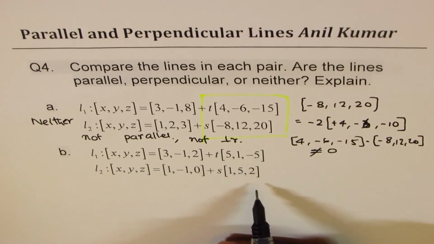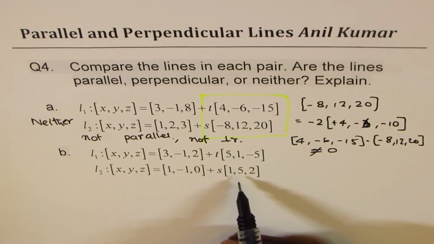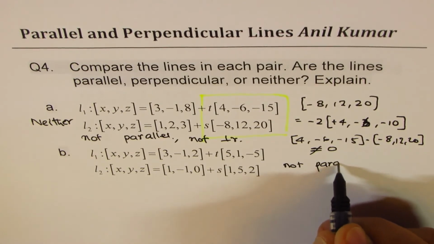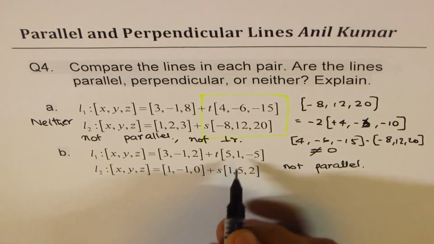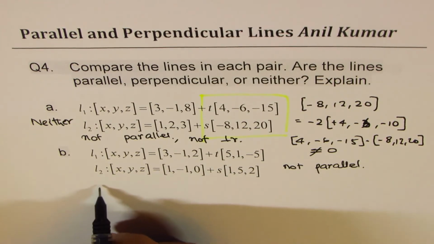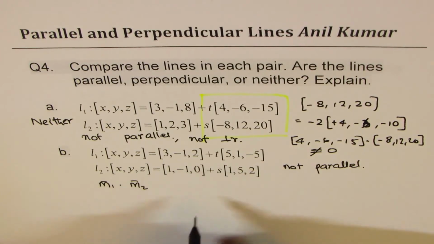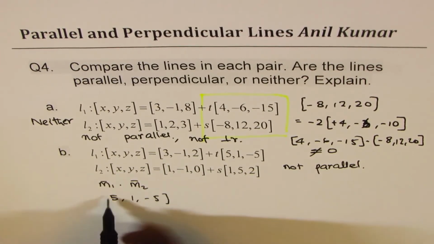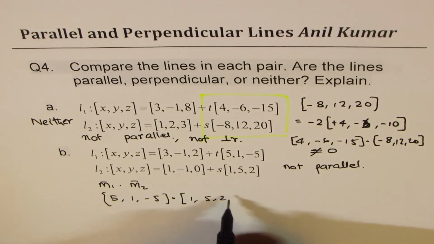Now let's do the next one. Well, clearly we do not have any scalar multiple, so we know they are not parallel, right? Let's check if they are perpendicular. So for that, let me do the dot product. So we are doing the dot product to figure out if they are perpendicular, right? So we have 5, 1, minus 5 dot 1, 5, 2.